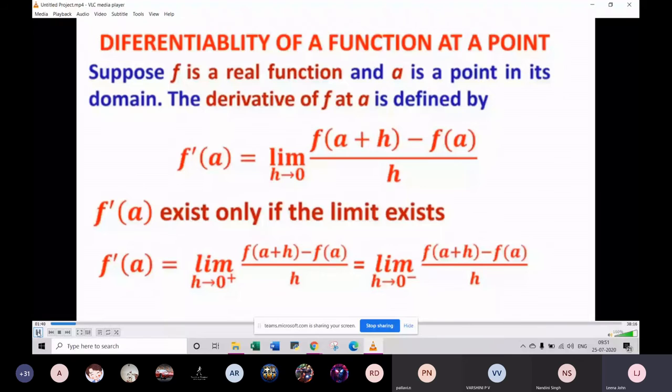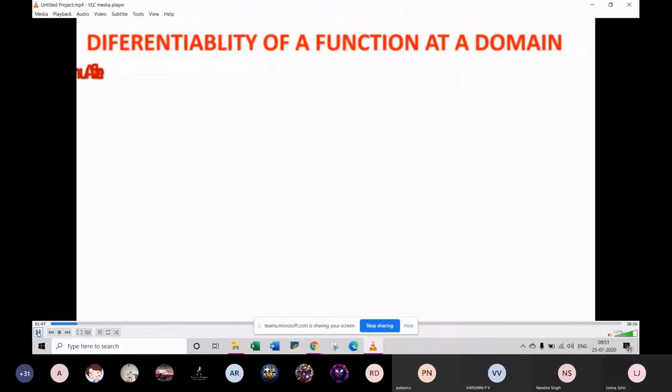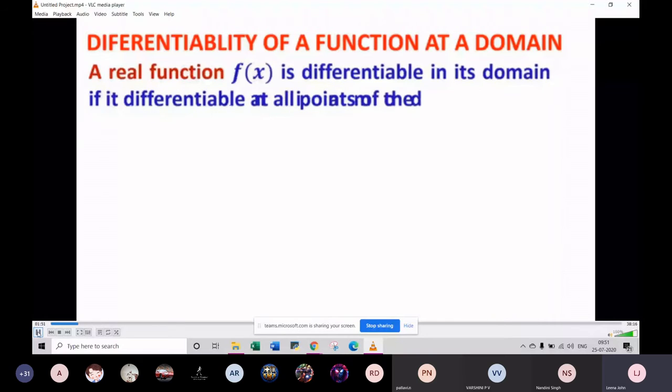Differentiability of a function in its domain. A real function f(x) is differentiable in its domain if it is differentiable at all points of the domain. It is just like continuity of a function. A function f is said to be continuous if it is continuous at every point of its domain. Similarly, a function is differentiable if it is differentiable at all points of its domain.